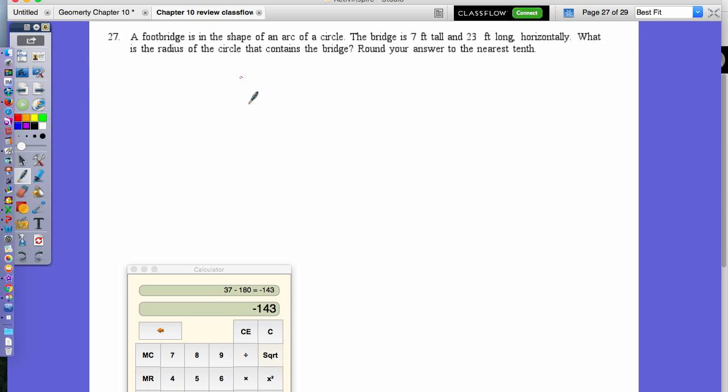One of the first things I always say is, if you do not understand the question, and I did not understand this question, draw a picture. So that's not a diameter of a circle, that's just part of the circle. From one edge to the other is 23, and this height is 7.